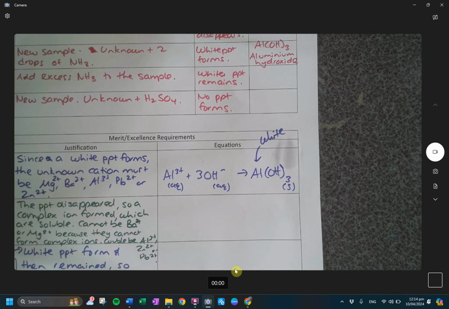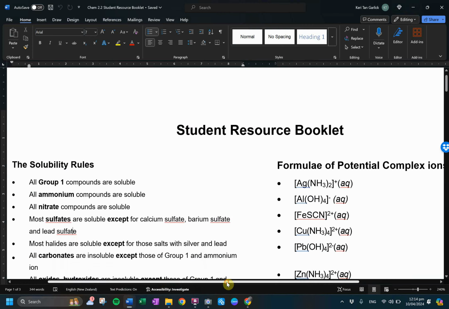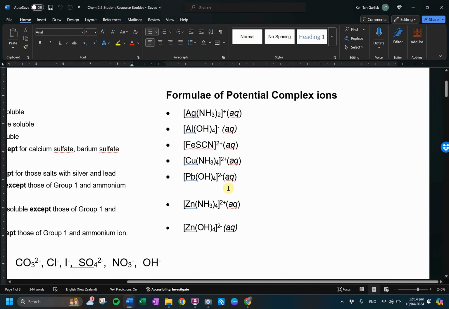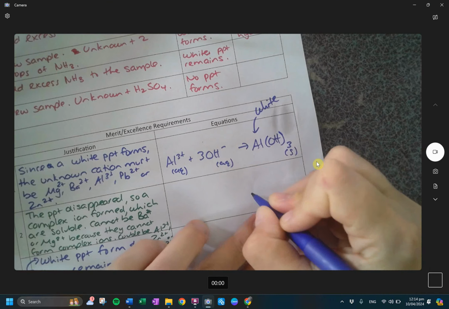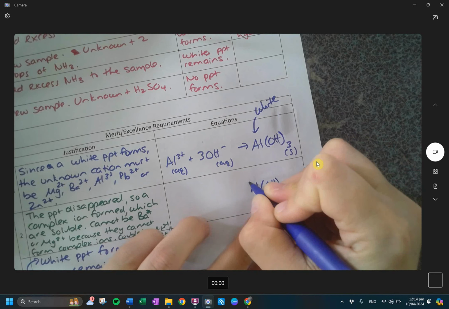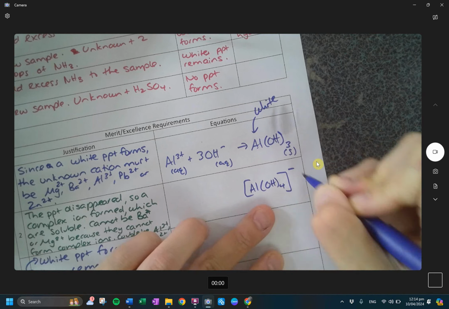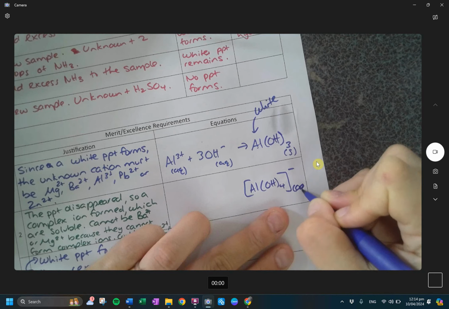All right, next one, complex ion. We are going to find that based off of our list. Back in the day, we did not give you this list, so feel very grateful that you are getting it. Looking at this list, I'm looking for the one with aluminium. It is this one over here. So I will write down Al(OH)4, in square brackets with a minus sign, and this is now aqueous.